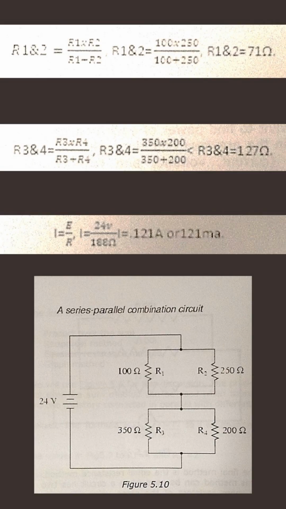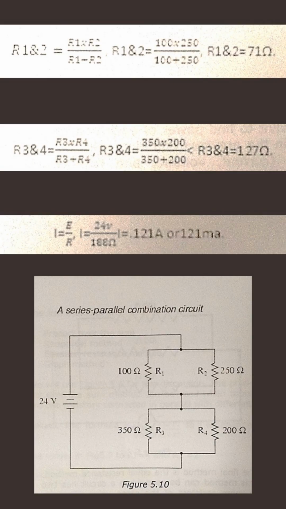You can accomplish this by turning parallel circuits into series. R1 equals 100 ohms and R2 equals 250 ohms. You can use the product over the sum method to convert that part of the circuit. R1 and 2 equals R1 times R2 divided by R1 plus R2, which is R1 and 2 equals 100 times 250 divided by 100 plus 250, which is R1 and 2 equals 71 ohms.